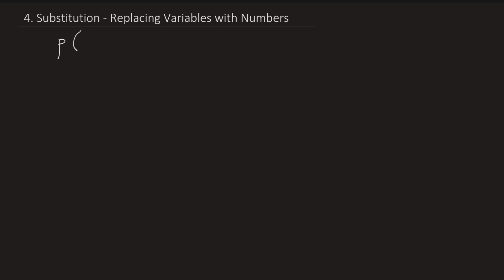p outside of 3q plus p minus 2 over q. And here I'm going to ask you to solve this when p has a value of 6 and q has a value of 8. So let's do our substitution.